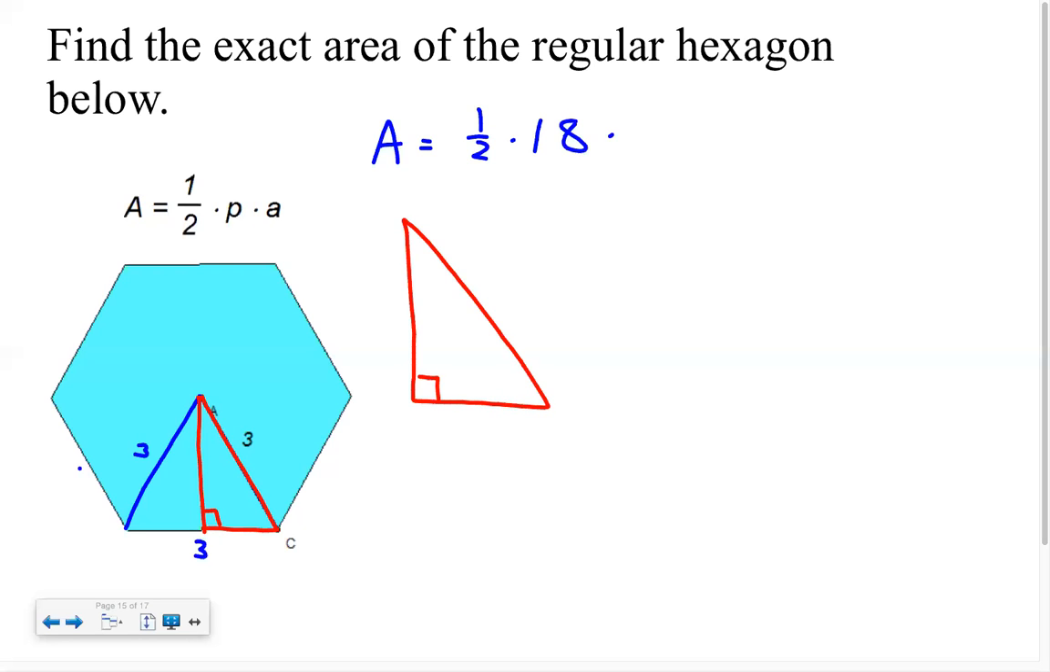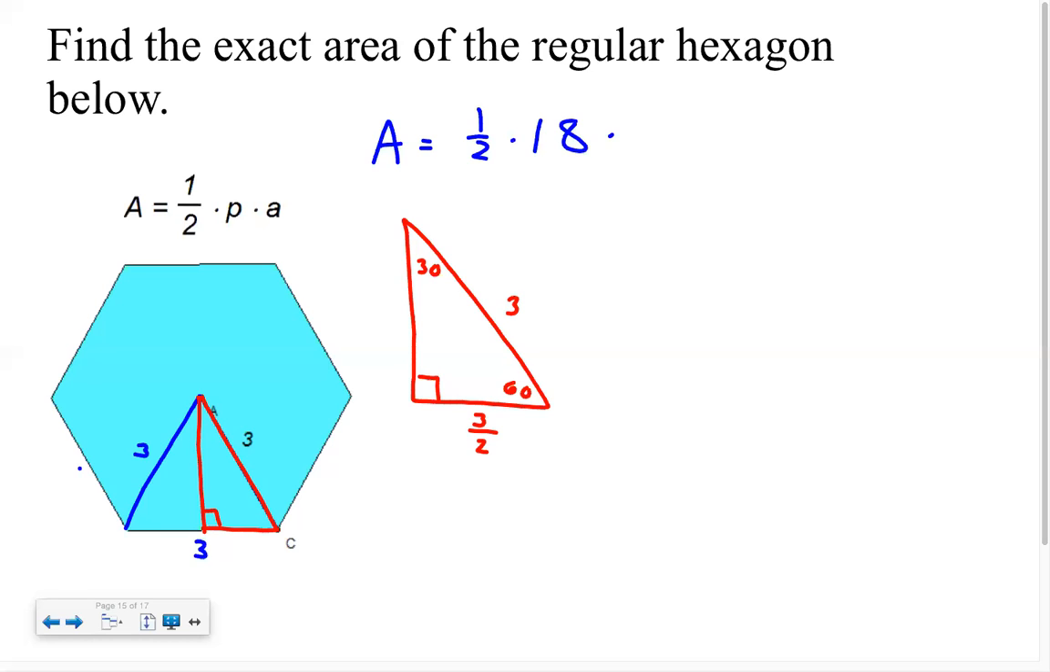Now, we know what these angles are. We know that this angle is a 30-degree angle because we know that it was a 60 for the central angle and half of 60 is 30. That makes that angle in the bottom right a 60-degree angle. We know some lengths. We know that the radius is 3. And we know that this length down here is half of 3. I'm going to write it as a fraction, 3/2.